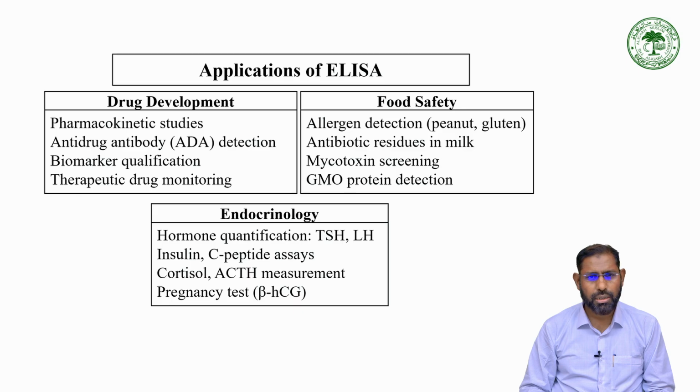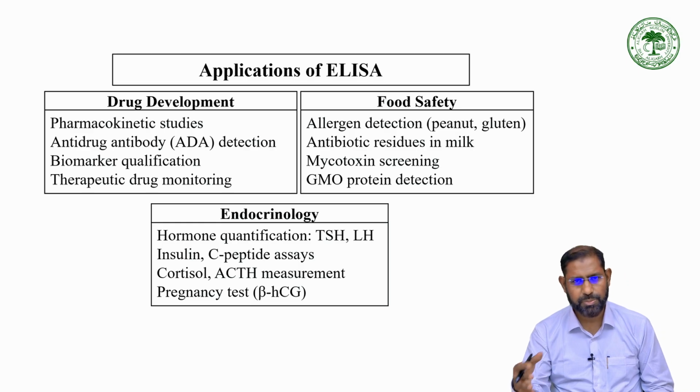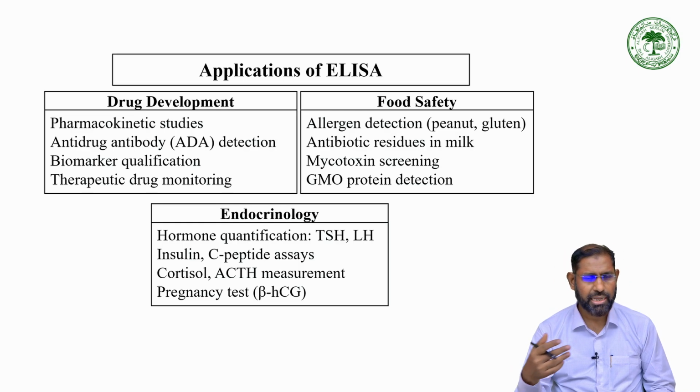And also it is very important for drug development, to know the pharmacokinetic studies of a particular novel drug, and also we use anti-drug antibody detection, and also important biomarker qualification and therapeutic drug monitoring, that is, how particular drugs target specific proteins, and then we can check with ELISA the concentration of the particular protein.